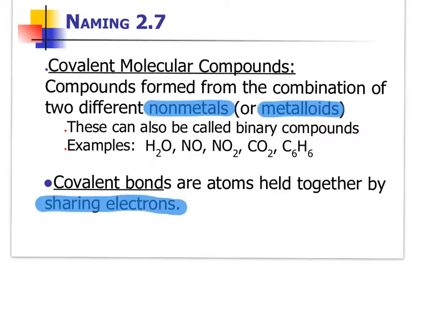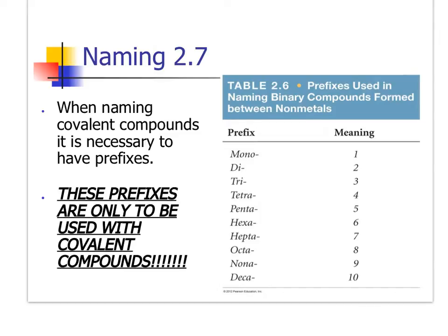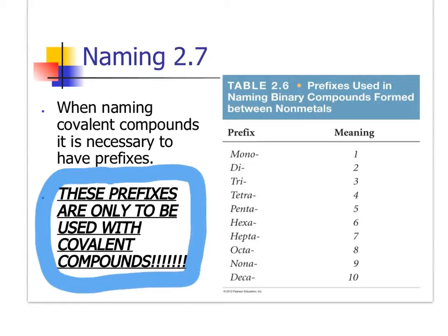That's going to be important when we talk about, in the second and third videos for this unit, the forming of ions. Right now we're going to just talk about covalent compounds. They're probably one of the easier compounds to actually talk about. Naming covalent compounds, it is necessary to use prefixes. These prefixes are only to be used with the covalent compounds. Super important.